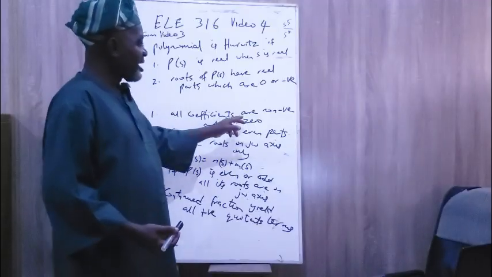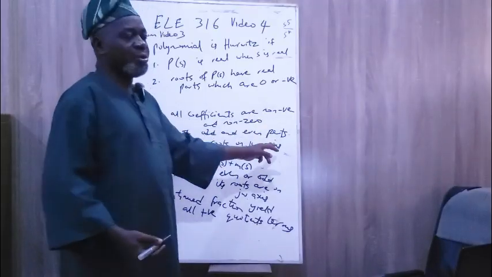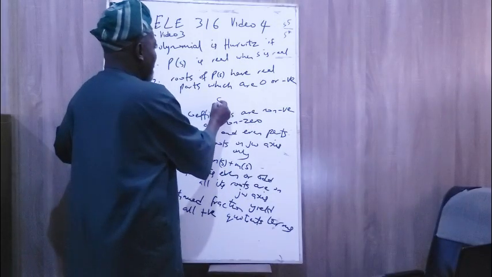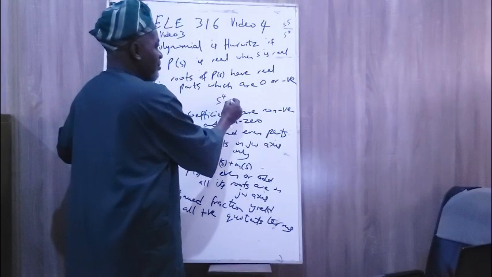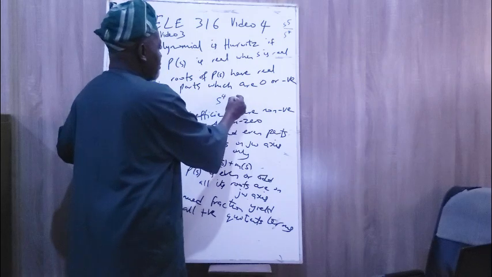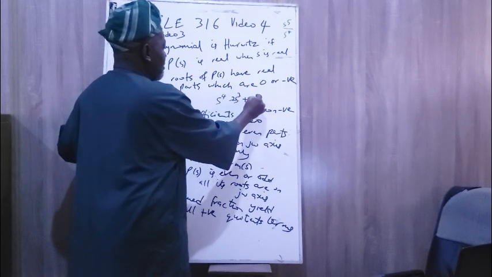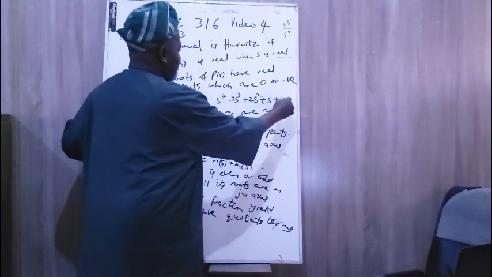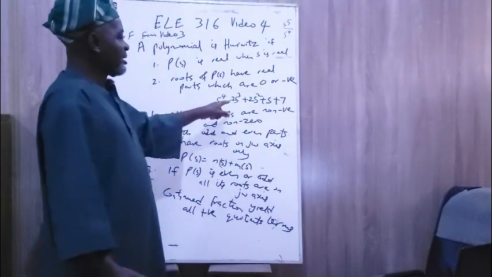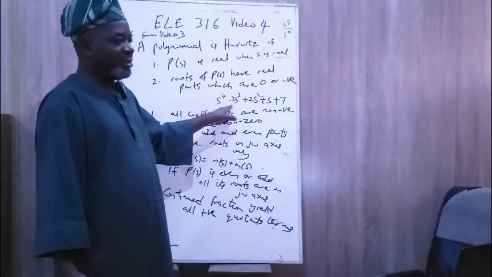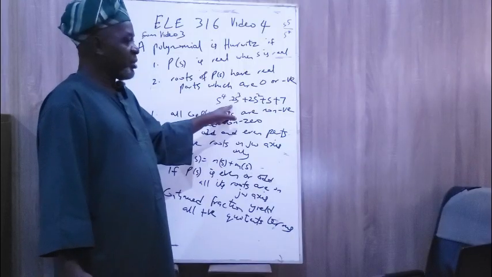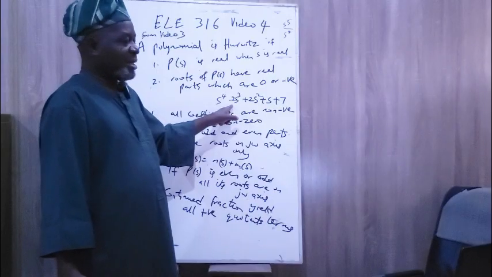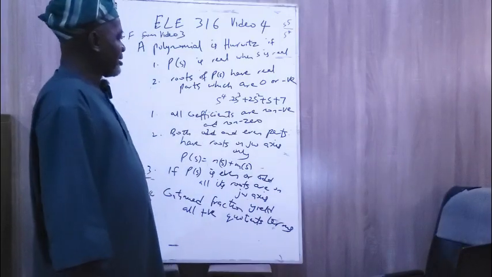1, all coefficients are non-negative and non-zero. What do you mean by that? If you have S4 minus S3 plus 2S2 plus S plus 7, you can see that one of the coefficients is negative. So this polynomial is not Hurwitz because one of the coefficients is negative.